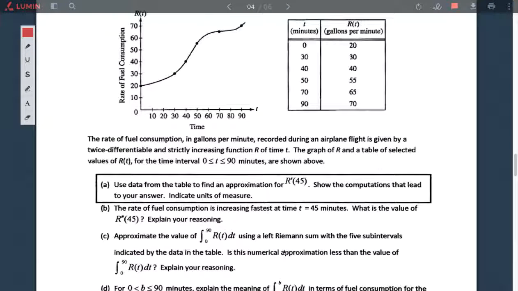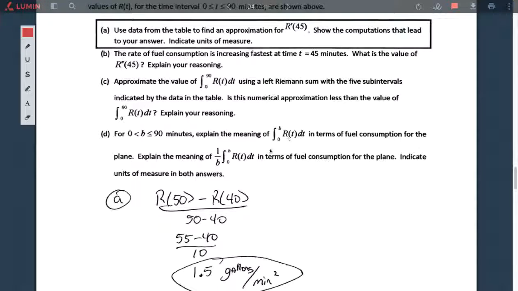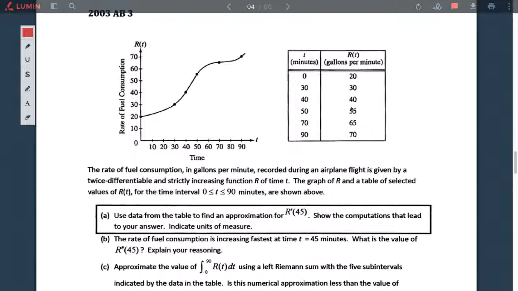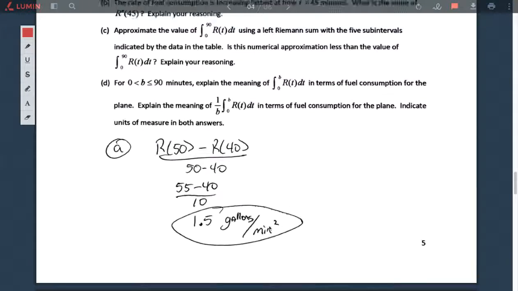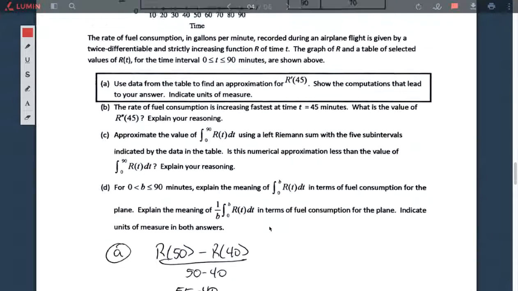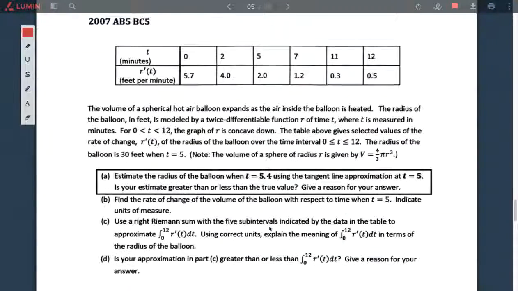Next one, another estimation. We're doing R prime of 45. Again, there is no 45, so I have no choice but to use 40 and 50. So that's what I did: R of 50 minus R of 40, so that's 55 minus 40, over 10, which gives me 1.5. This time, dependent variable is gallons per minute, independent is minutes, and that's how we ended up with gallons per minute squared here. All right, next one.